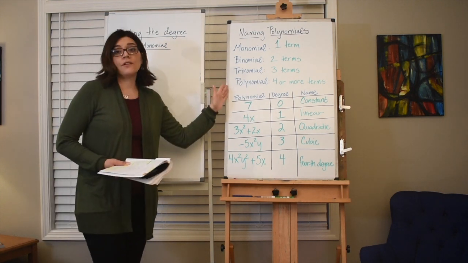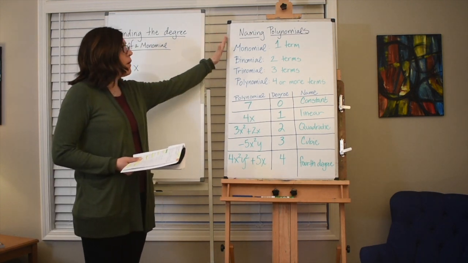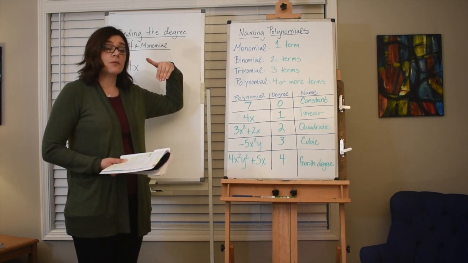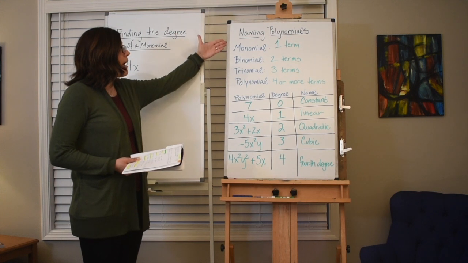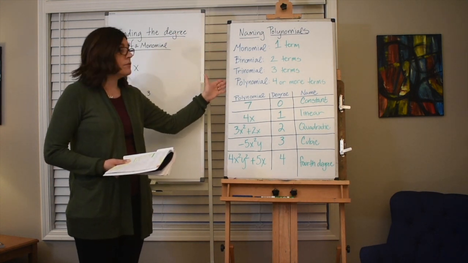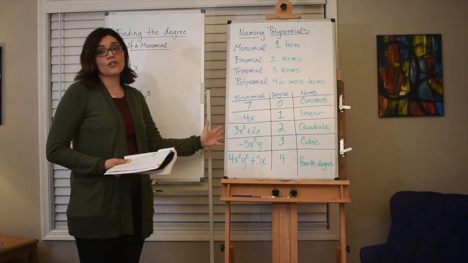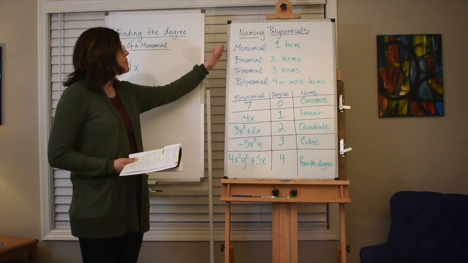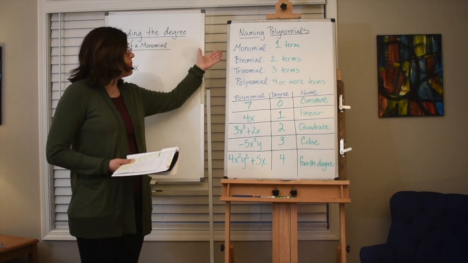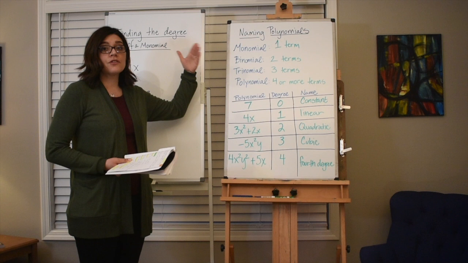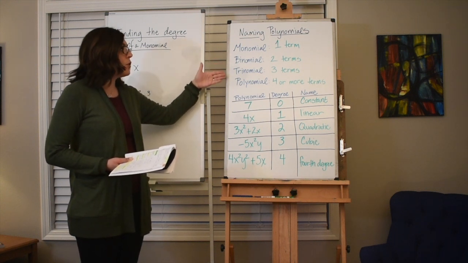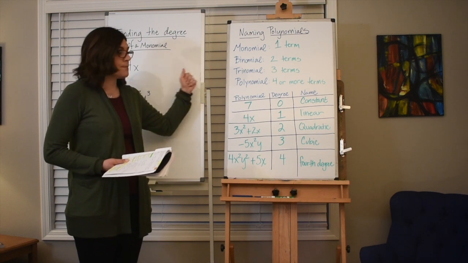So one thing you should have in your notes is how we name polynomials. There's two parts to how we name a polynomial expression. We have the part that tells us how many terms are in the polynomial and the degree. So in your notes, you should have written that a monomial is 1 term, a binomial is 2 terms, a trinomial is 3 terms, and a polynomial is 4 or more terms.